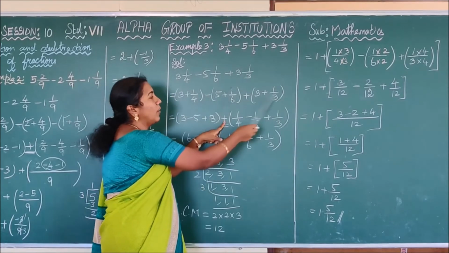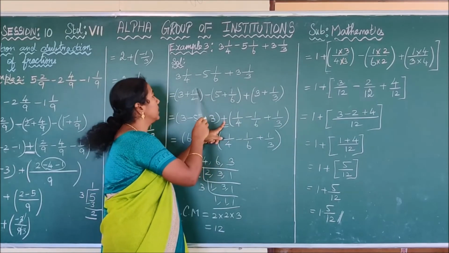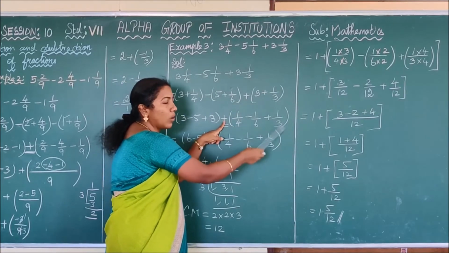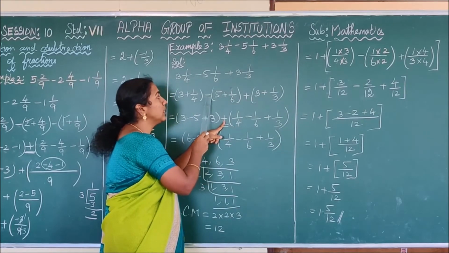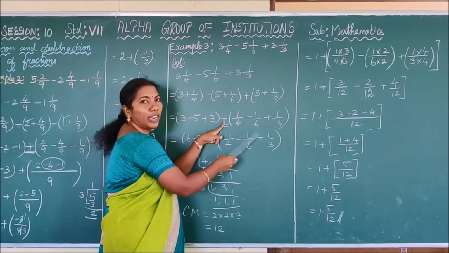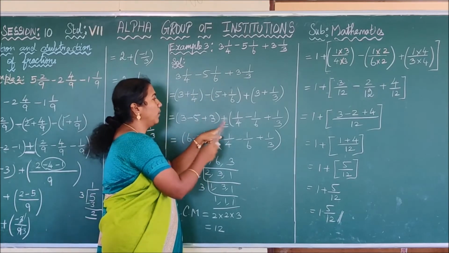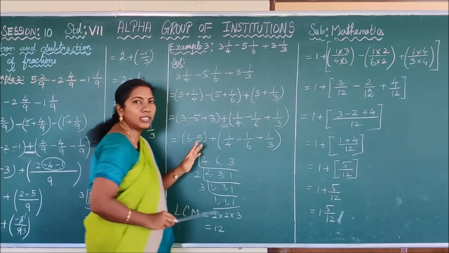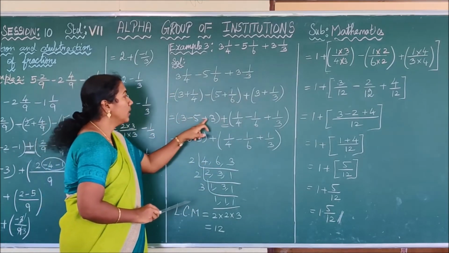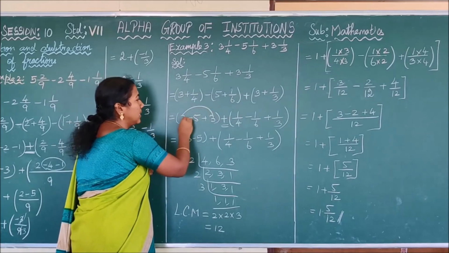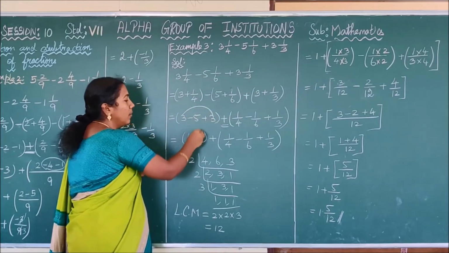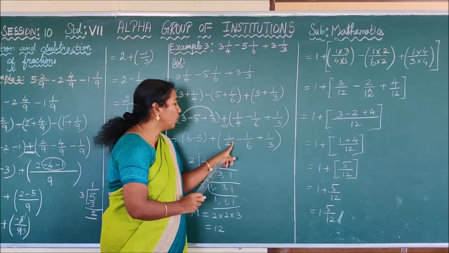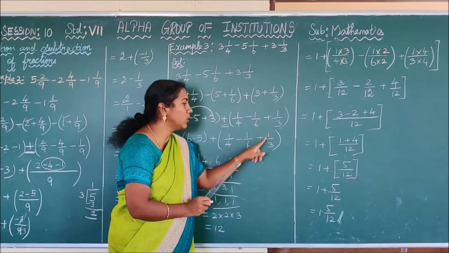Now you have to write the fraction parts along with their symbols. 1 by 4 minus 1 by 6 plus 1 by 3. You have to see the symbol outside the bracket and then write the fraction part. See here, 1 by 4 minus 1 by 6 plus 1 by 3. It's clear, children? What is the next step? Add the same symbols, that is, plus 3 plus 3. If you get the answer, 6 minus 5. Okay. See the next, plus 1 by 4 minus 1 by 6 plus 1 by 3.